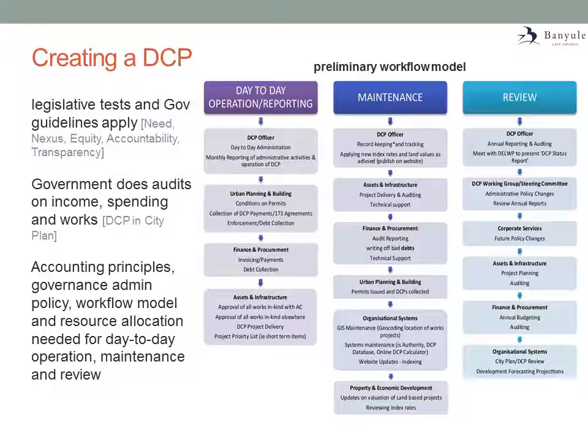The government does audits of DCPs and it looks at the income that's collected, how it's spent, and the nexus between those two things and the council commitment for the construction of works. Accounting principles have to be followed. Governance administration policy should be created to advise the community and developers how a DCP will operate.